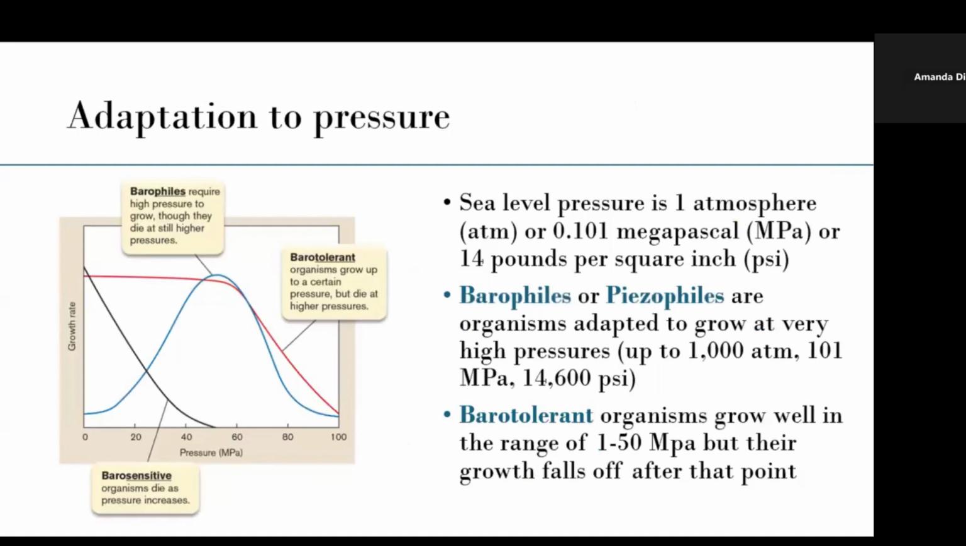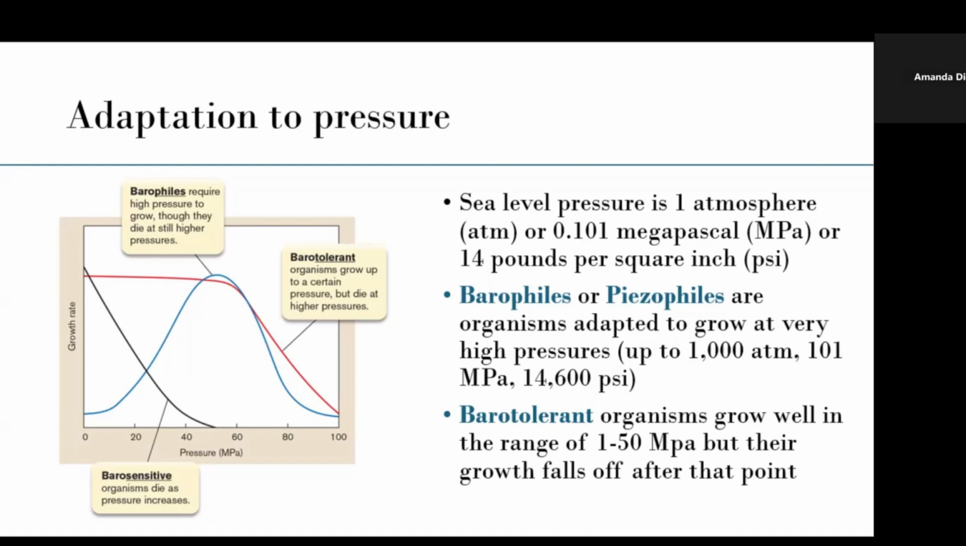I'm going to go through pressure really quick just because it's simple. So sea level pressure is 1 atm, 0.101 megapascals, or 14 pounds per square inch. You don't need to know that. Just we're using it as a way to measure, okay, where are these other guys surviving at? Barophiles, another term for them is piezophiles, I've heard it both ways. They can grow up to 1,000 atmospheres. 101 megapascals, 14,000 psi. That's a lot of pressure.